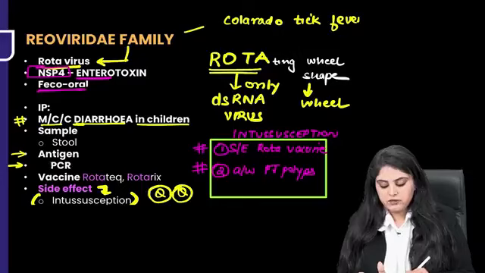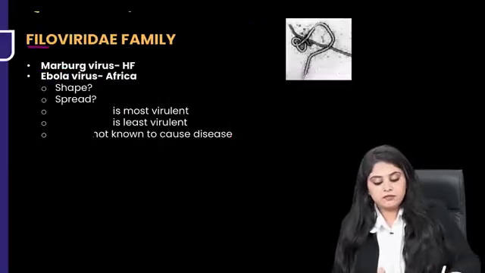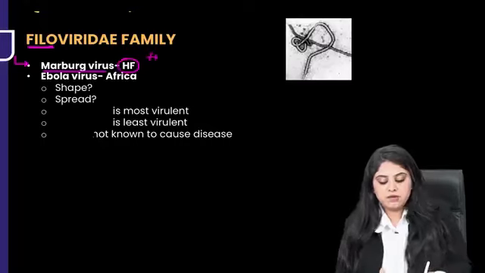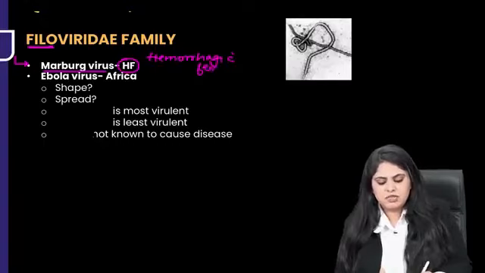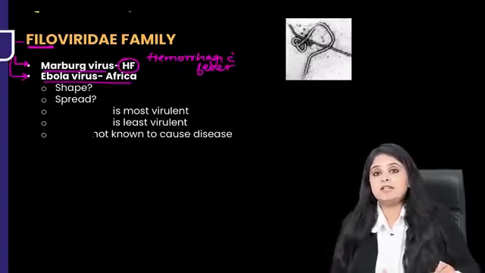Rheoviridae family ho gaya. Now we come down to Filoviridae family or the filovirus. So filovirus mein what are we going to have? We are going to have something called the Marburg virus. Marburg virus causes a lot of hemorrhage and fever. So it is going to be the hemorrhagic fever. Not many questions come on it. But one question of Ebola virus which came up in Africa is very essential.